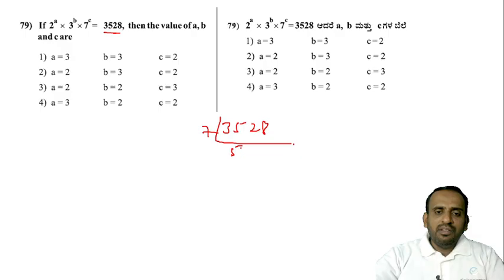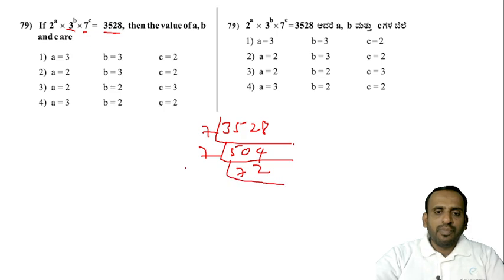7 5s are 35. Then 2 will not go, so I'll write 0. 7 4s are 28. Again, yes, 7 7s are 49. 7 2s are 14. So this will go. But now it will not go by 7 because it's 72. I can try the next number now. I will try by 3 now.